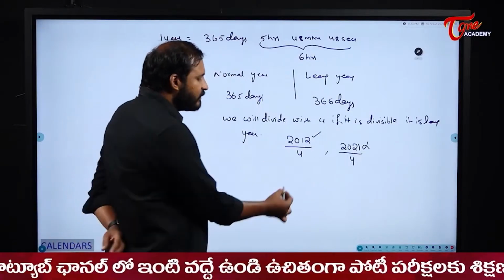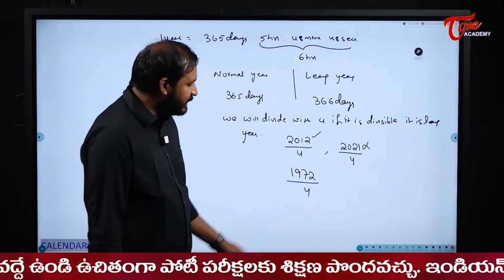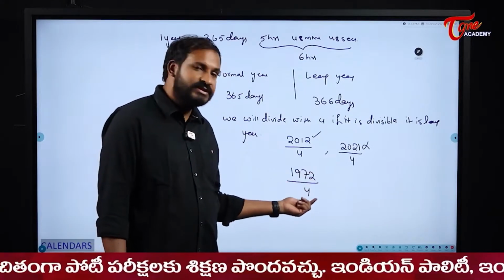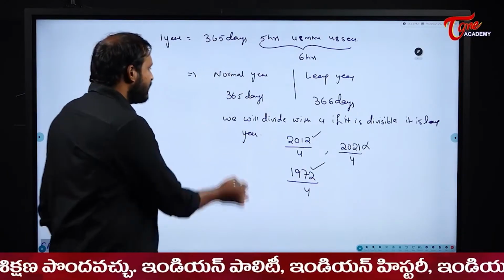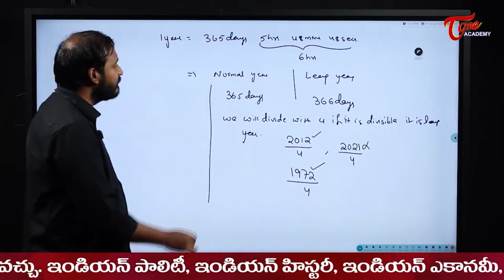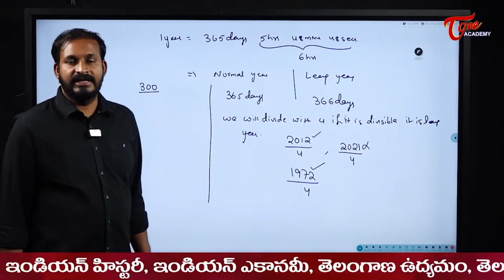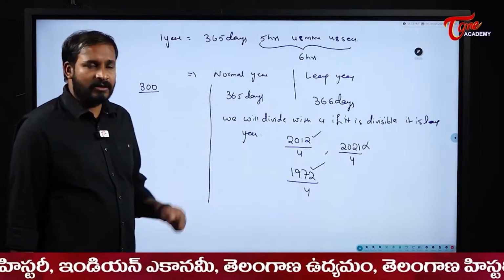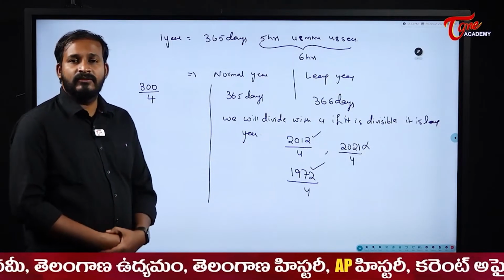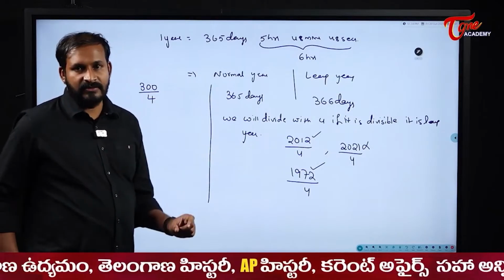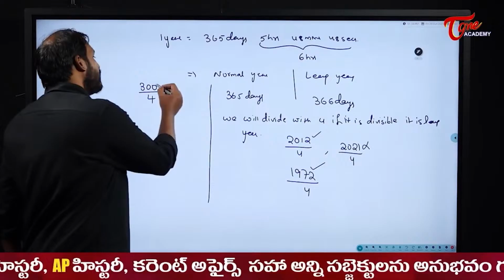Not only this, if I give you 1972, I need to check whether this is a leap year or not. 1972 by 4, yes, 72 is divisible by 4, then 1972 is a leap year. Now similarly, tell me whether 300 is a leap year or not. As usual, I will divide it by 4. What is the divisibility rule of 4? The last 2 digits are divisible by 4 or the last 2 digits are zeros. Yes, sir, 300 is divisible by 4, then 300 is a leap year.